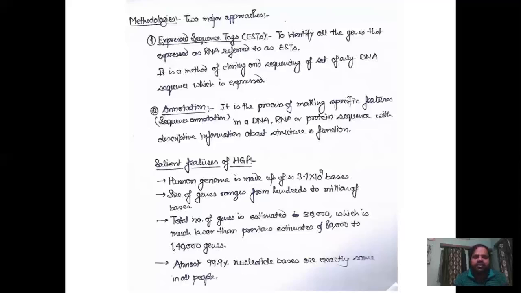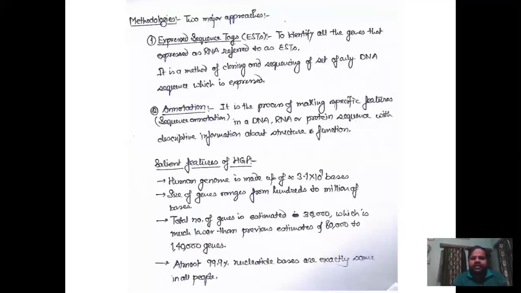Previously it was hypothesized that it might be 80,000 to 1 lakh 40,000 genes. But after estimation, they found that only 30,000 genes are there. But it was an approximate amount. You may find information somewhere that says 20 to 25,000. It means around 30,000 genes were there.